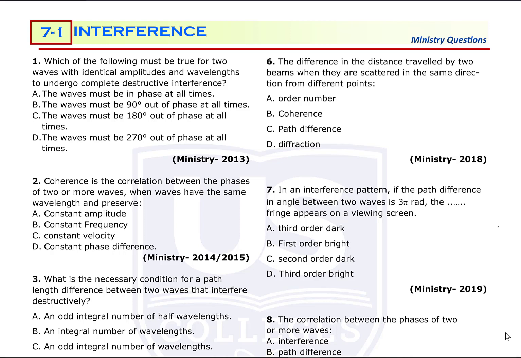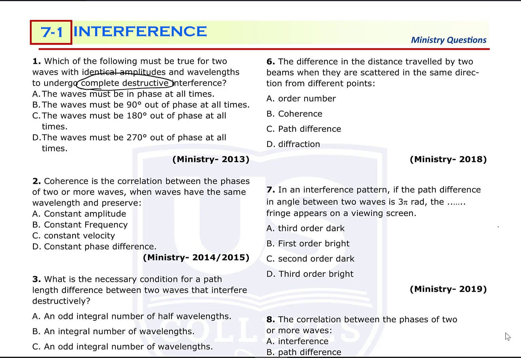Okay, let's start answering the mystery questions about the interference of light. Question number 1. Which of the following must be true for two waves with identical amplitudes and wavelengths to undergo complete destructive interference? Complete destructive interference.